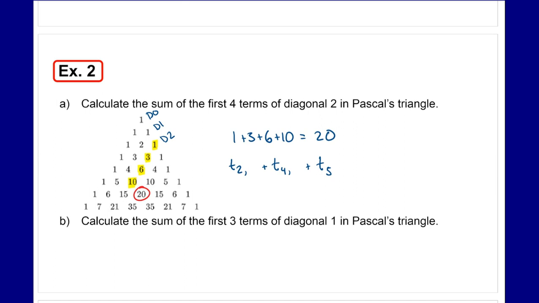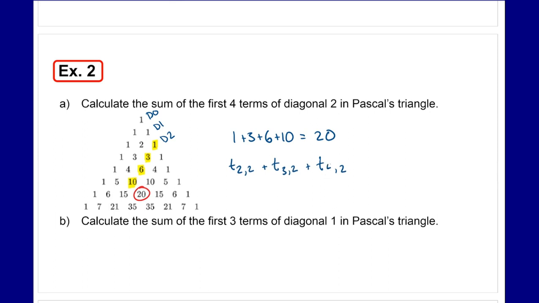So it's actually the first one, 1, is row 2, position 2. 3 is row 4, position 2. 6 would then be row 5, position 2. And then the last one would be row 2, 3, 4, 5. Oh, I missed one. A lot of mistakes here.